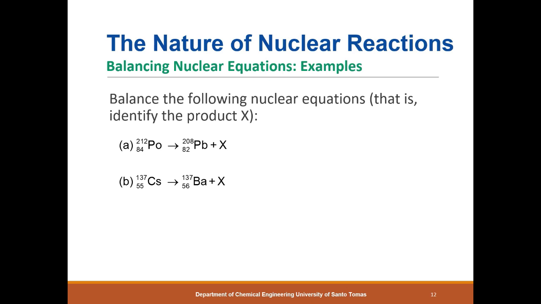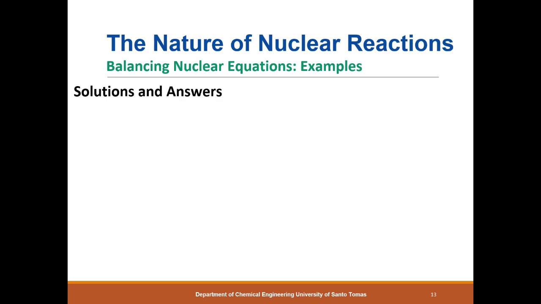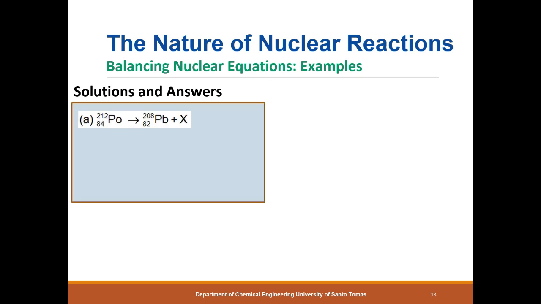Just note that in balancing nuclear equations, the sum of the atomic numbers and that of the mass numbers must match on both sides of the equation. Let us now try to answer the given example. So first, we have polonium-212 being converted to lead-208 and element X. Here, the mass number and atomic number are 212 and 84 respectively on the left-hand side, and 208 and 82 respectively on the right-hand side.